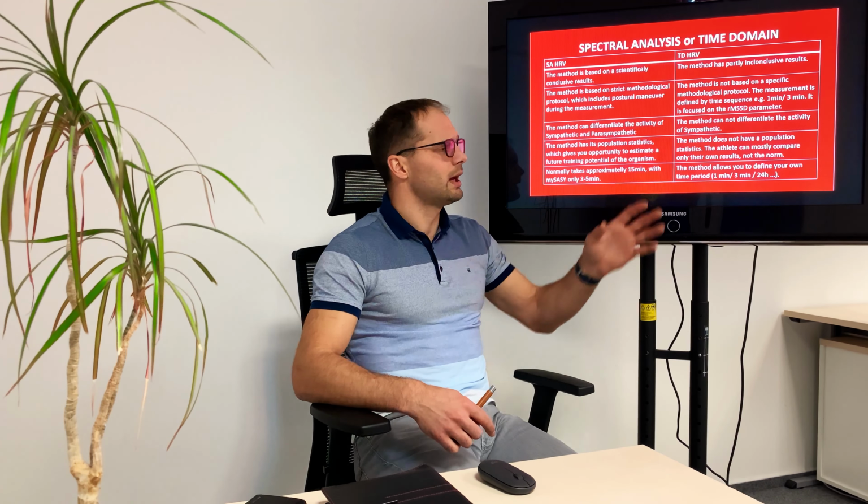The time domain actually has the key metric, which is time. So when you are measuring HRV with time domain, you always have some time period where you are measuring yourself. For example, 1 minute, 2 minutes, 3 minutes, 5 minutes, etc. This time domain method is, from our knowledge, not that conclusive according to the science. Sometimes it has great results, sometimes it doesn't.